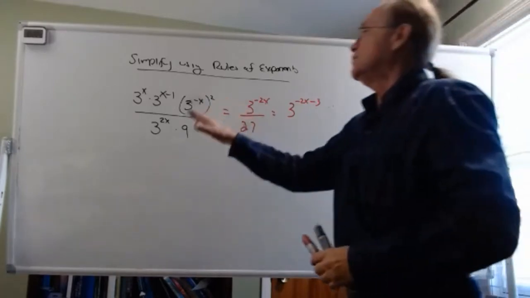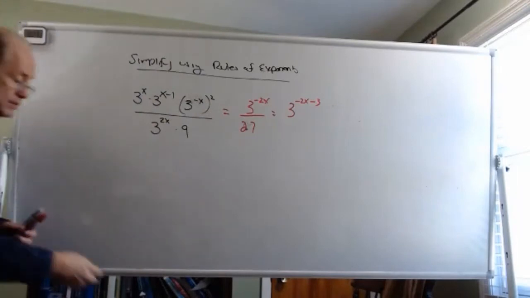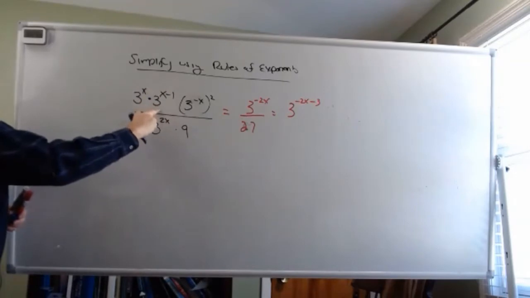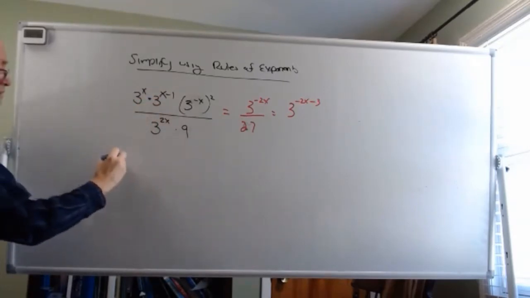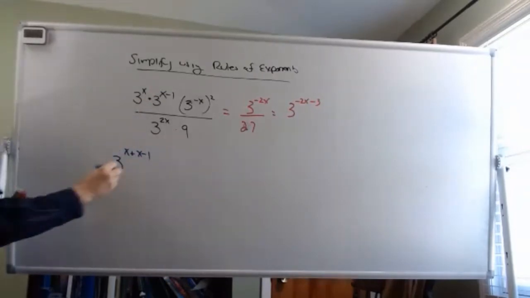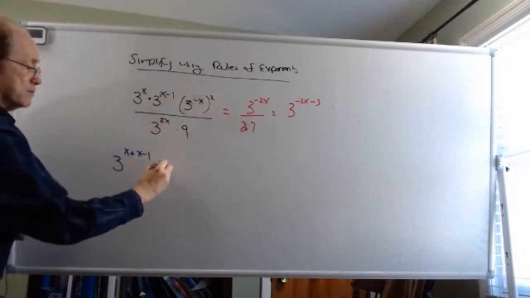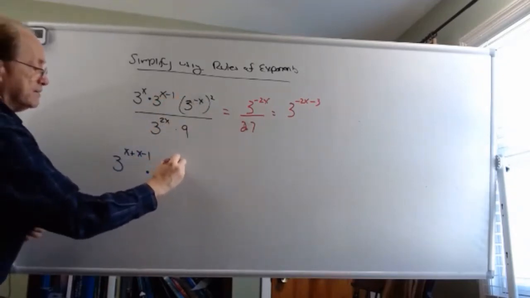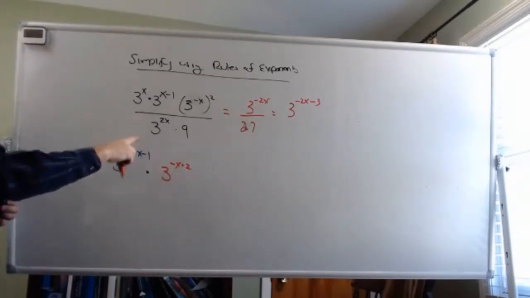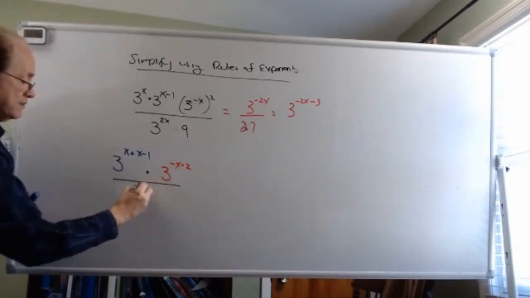Okay, so let's see if we can start to simplify these. Well, let me start with this first one right here. I'm multiplying here, so what can I do? Same base, I can add the exponents. So that becomes 3 to the x plus x minus 1. I added the exponents. Times now, over here, I'm raising this to a power. So it's 3 to the minus x, and then I multiply. When I raise to a power, I multiply. I get that, all over, this is 3 to the 2x.